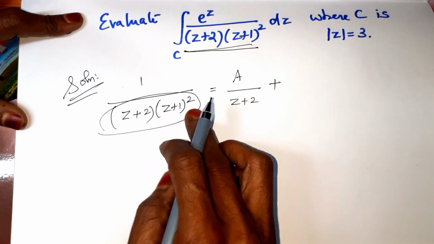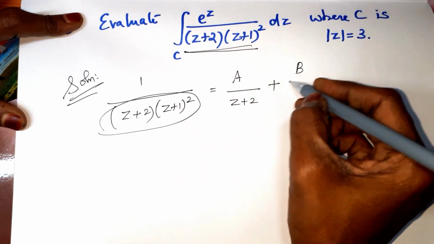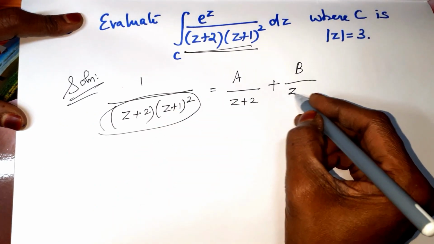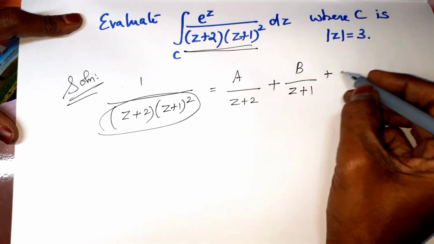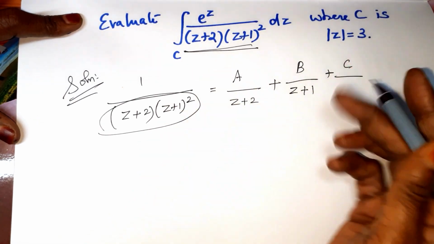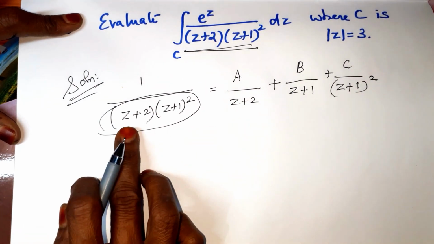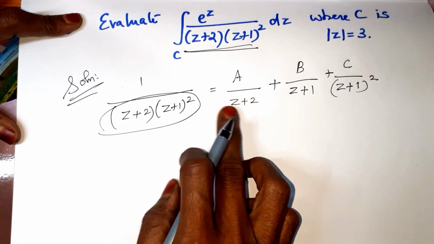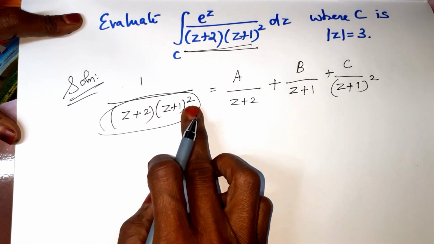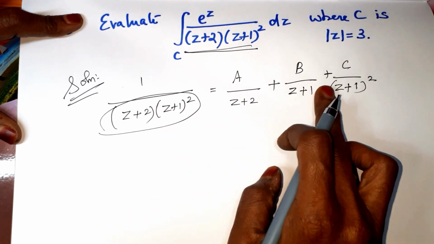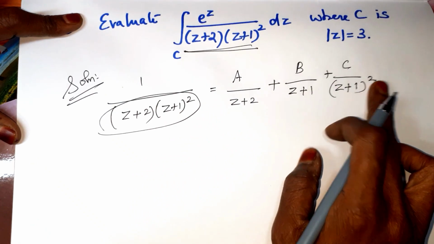Plus, here the power is 2, so first B by the first power we have to take. Then another constant C by the second power, so z plus 1 the whole square. So first factor A by first factor. Here we have 2 factors. So B by z plus 1, then C by z plus 2 the whole square.